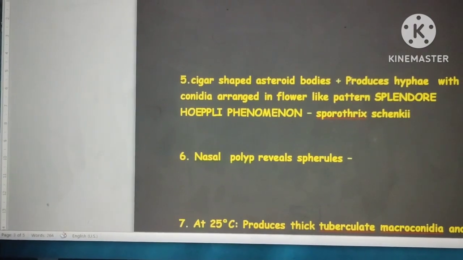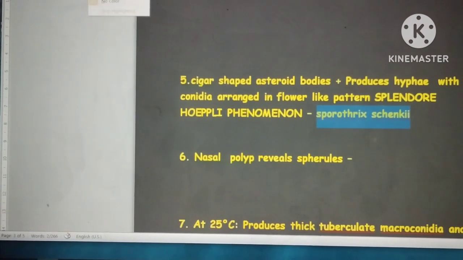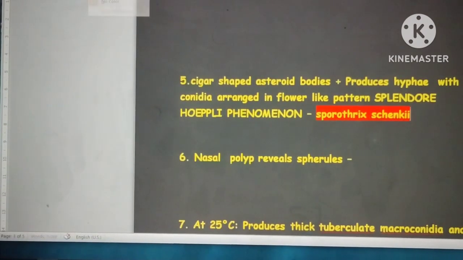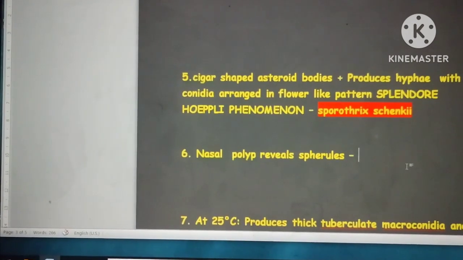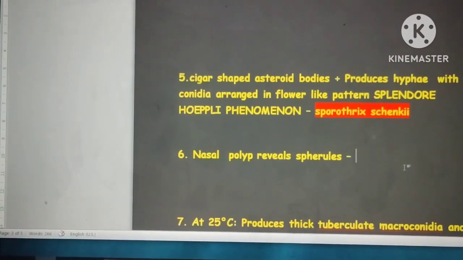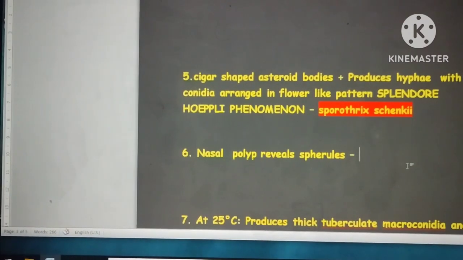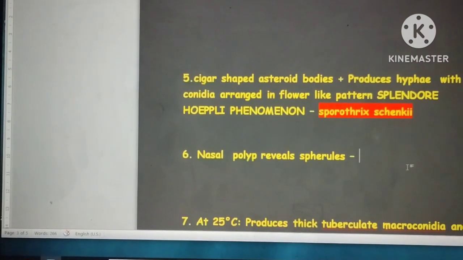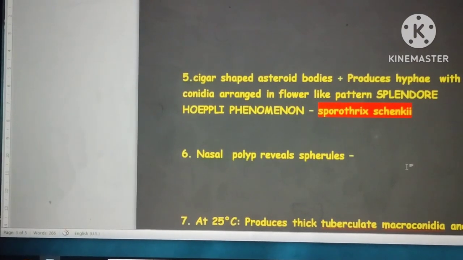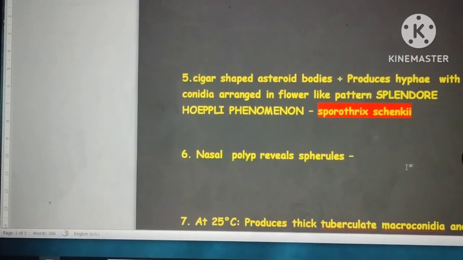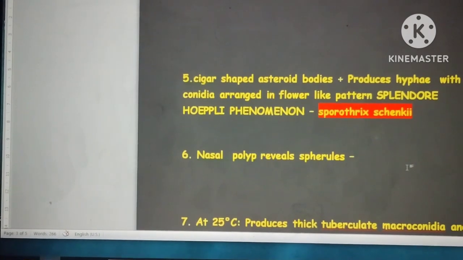Second, there's the main point over here. It is an asteroid body, and another is the Splendore-Hoeppli phenomenon. So here you want to remember the Splendore-Hoeppli phenomenon. It is nothing but a histopathological finding where the fungus is usually surrounded by entangled structures of the eosinophils and etc. Okay, so you won't remember this. So always remember the asteroid bodies, flower-like pattern arrangement and Splendore-Hoeppli phenomenon. It is in Sporothrix schenckii.